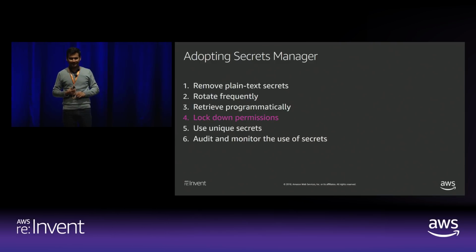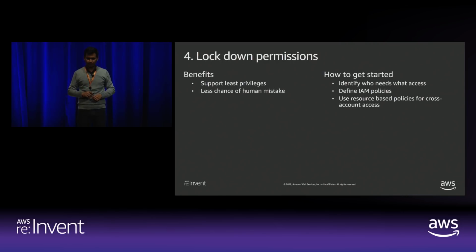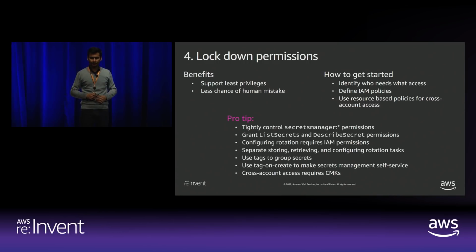All right. The next step is locking down permissions. So start by identifying who needs what access. I think that's obvious. Then define the IAM policies. And wherever required, use resource-based policies. That's typically for cross-account access. So here are a few pro tips.